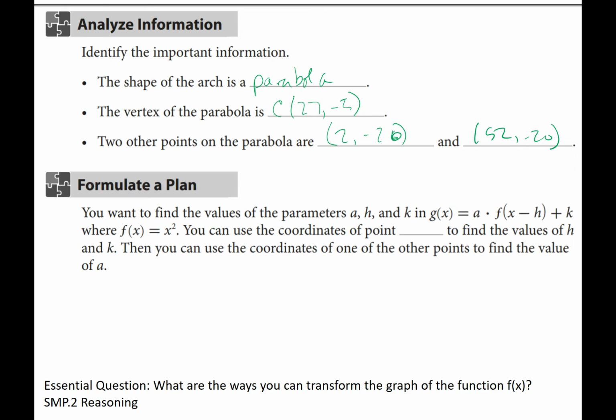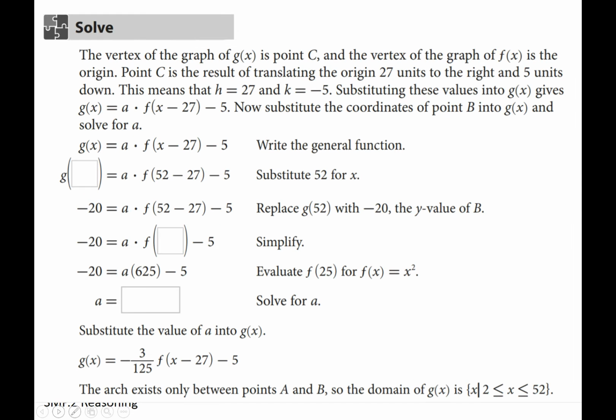So we're now going to formulate a plan. You want to find the values of the parameters a, h, and k in the g of x function, where f of x equals x squared. You can use the coordinates for point C to find the values of h and k. Then you can use the coordinates for one of the other points to find the value of a. So basically, we're going to plug in the h and k values from C, and then pick one of the other 2 points to help us solve for a.